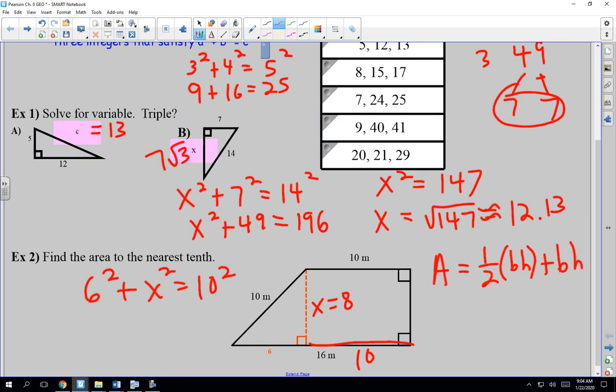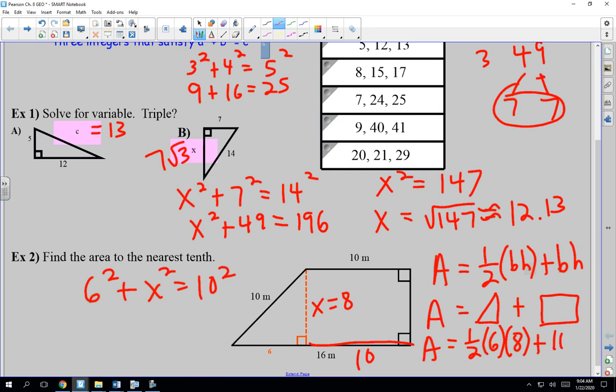If I were to draw a pictogram of this, area is equal to this guy, here's my pictogram, plus this guy. And that'll make more sense, right? It's equal to this right triangle here on the left plus the rectangle on the right. And what's the area of the right triangle on the left? It's 1/2 base is 6, height is 8, plus what's the base of the rectangle on the right? 10 and the height of 8.